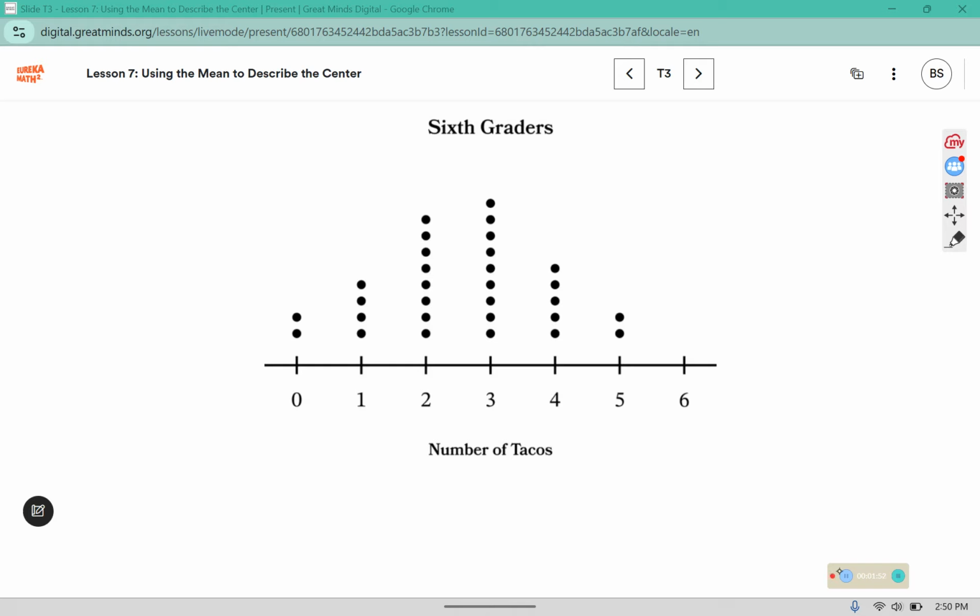I said that 3 was the typical number of tacos. You may disagree and say 2, or maybe somewhere in the middle. In statistics, we can choose multiple ways to describe the center. One of those methods is by looking at which one has the most, but we're going to look at a different method today.